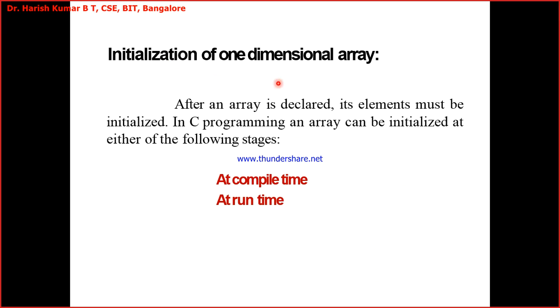Now, initialization of a one dimensional array. Now you understood what a one dimensional array is and you are familiar with that. It's called a one dimensional array because an array name which has only one subscript is called a one dimensional array, and it can be initialized at two stages. A one dimensional array can be initialized at compile time, and you can also go for initializing the 1D array at runtime.